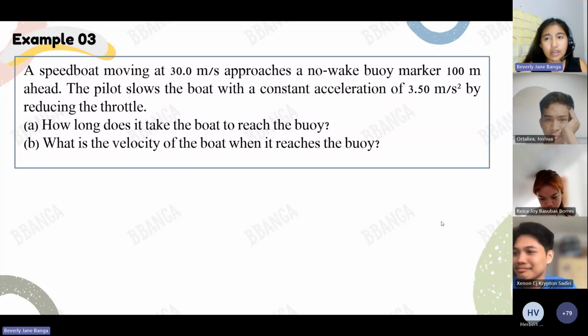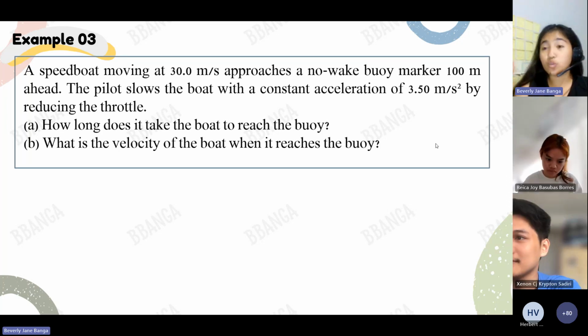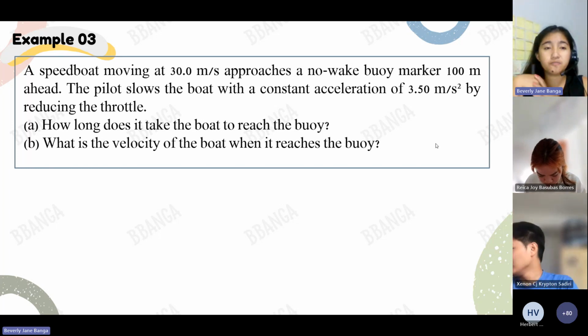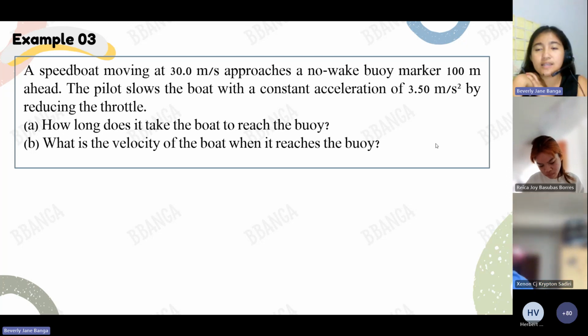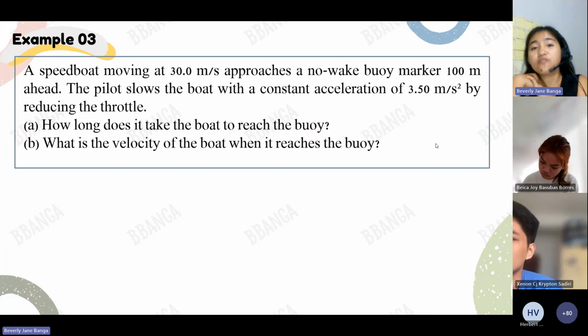So, for example number 3, sabi dito, a speedboat moving at 13 meter per second approaches a no-wake buoy marker 100 meters ahead. So, itong buoy marker natin, alam niyo yung floating material sa ocean, no? Yung parang mga color orange na iba't iba yung shape, na buoy markers sa ocean natin or sa sea, ganon. The pilot slows the boat with a constant acceleration of 3.5 meter per second squared by reducing the throttle. How long does it take the boat to reach the buoy, and what is the velocity of the boat when it reaches the buoy?